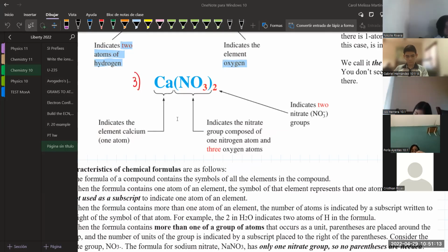We have calcium, we have nitrogen, and we have oxygen. So we can recognize 3 elements.